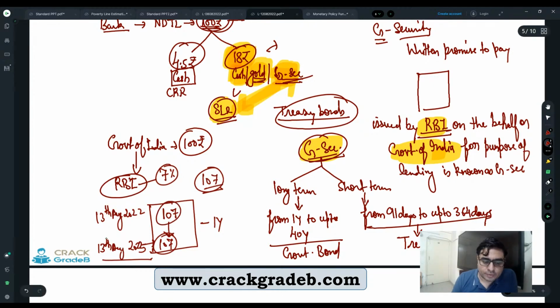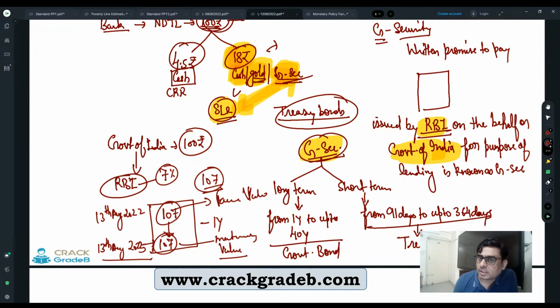What is the face value? 107 is the face value. What is the maturity value? The maturity value is 107, so face value and maturity value are the same. Is anyone going to purchase it at 107 rupees? No, because after 1 year you are going to get 107. Why would I purchase it? Nobody will purchase.